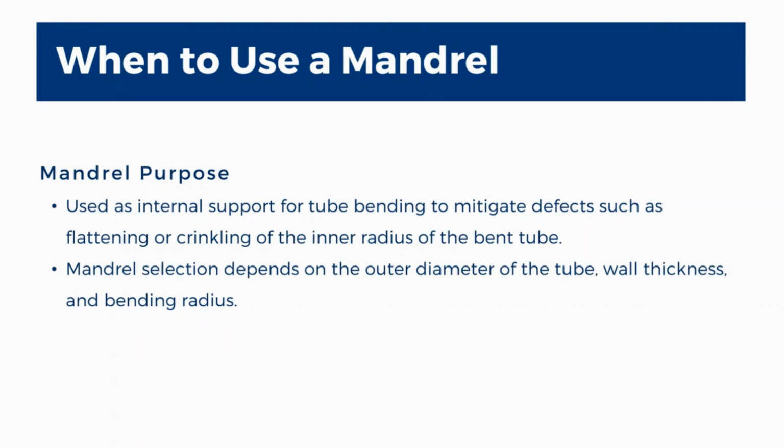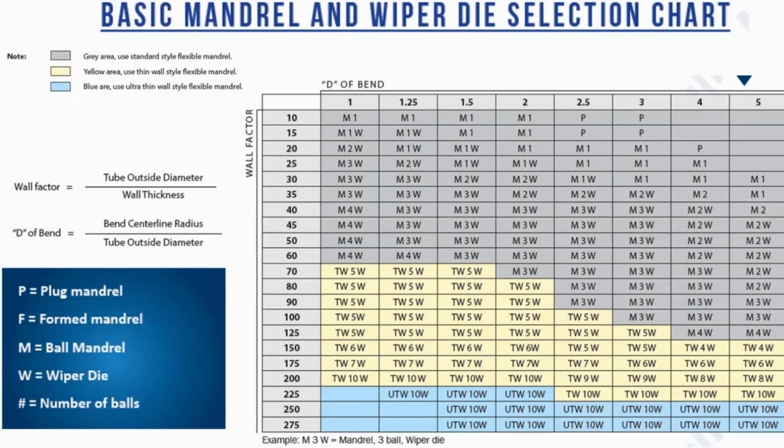The need for a mandrel is based on 3 main things: application type, finish quality of your end product, and all factors of your application. We'll now look at a basic mandrel and wiper die selection chart. This chart is a tool that provides the direction for the kind of mandrel needed when high quality bends are desired. We'll cover this chart in some detail today.